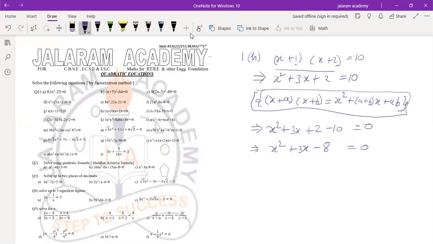So we have to find the factors of 8. And we have to find what? The factors of 8 whose difference is 3. So 1 into 8, difference is 7. 2 into 4, difference is 2. And again 4 into 2. So there is no pair of factors whose difference is 3. Okay. So what to do in that case?